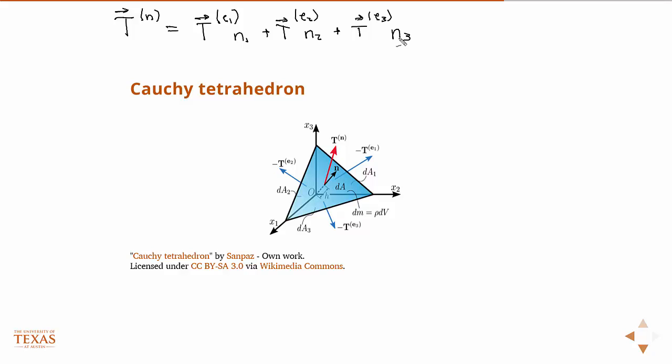Now remember, these are all vectors in themselves, right? So like Tn is a vector. So it's actually got three components: T1n, T2n, T3n, right? And likewise for TE1, TE2, TE3. So remember, the thing in parentheses just identifies the surface with which that vector is associated. And then the vector itself has three components.